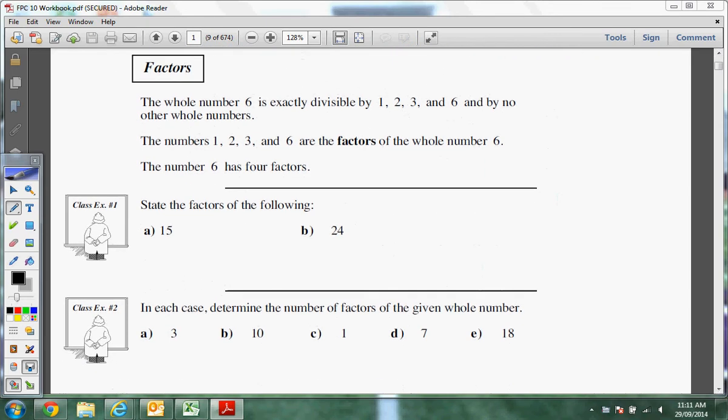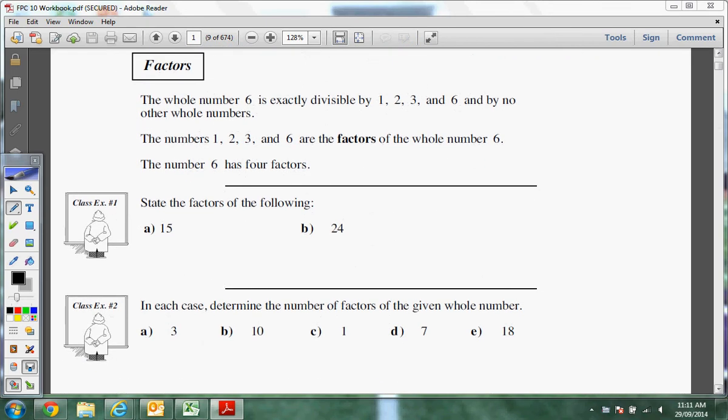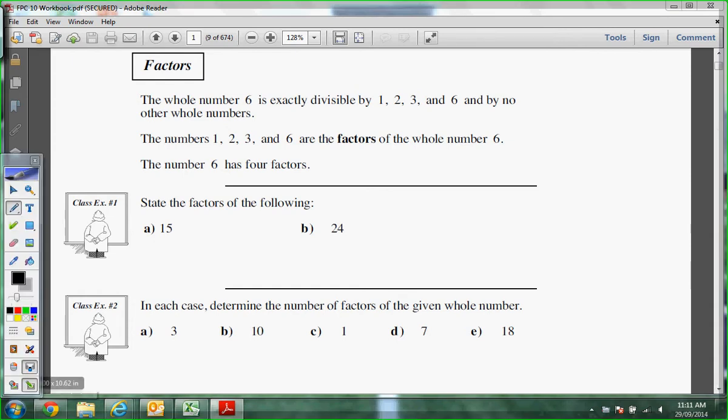So, for example, just in general, what does a factor mean? A factor is when, for example, 6 has the numbers 1, 2, 3, and 6, which all multiply to get 6. You have 1 times 6, 2 times 3, and then the reverse of each. So you have 4 factors of 6. Okay? So that's just a breakdown of what the factors are.